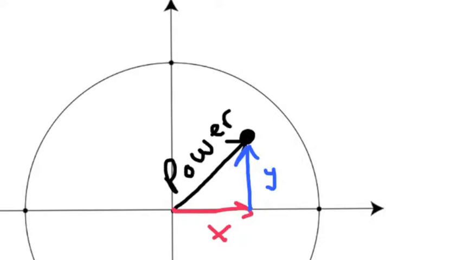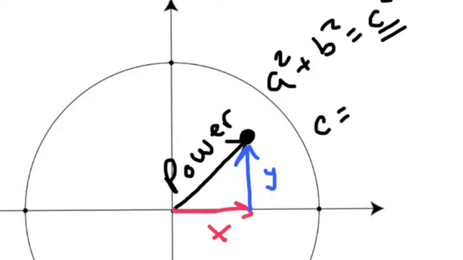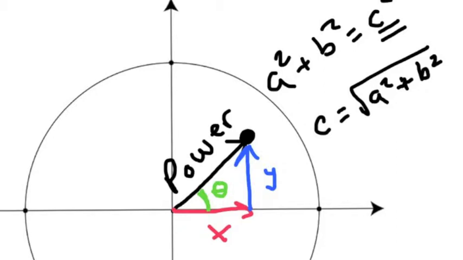Now the power of that is going to be the black arrow, and to figure out that power we need to use the Pythagorean theorem of a squared plus b squared equals c squared. Our X and our Y are the A and B, so we need to find how much the C is. So C is going to be equal to the square root of A squared plus B squared. Then we need to figure out the angle. If you are familiar with your trigonometry, you can see that we have the opposite and adjacent sides, so that is the tangent. And to go backwards, we need to use the arctangent or inverse tangent function to give us the angle from the X and Y values.